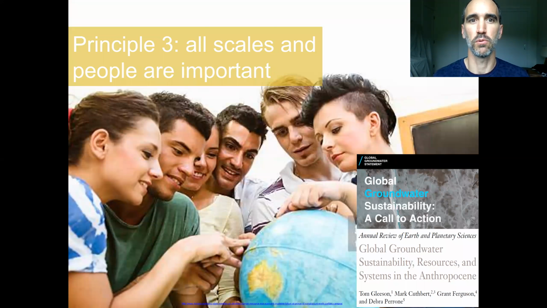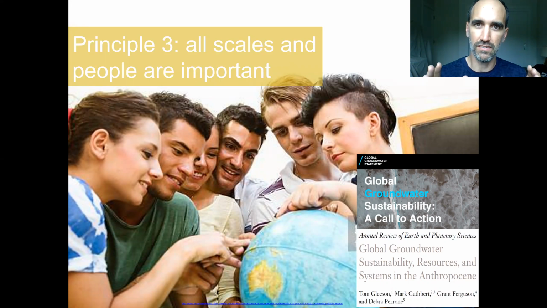The third principle is that all scales are important and all people are important here. Here's a group of younger people, and you can think of this as one group, and they're all looking at the world. So we can think across all scales, from small groups of people to regions, to states, to provinces, to countries, and then even at the global scale. Groundwater sustainability has connections and interactions at all these scales.